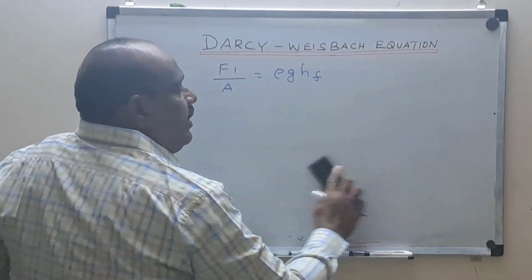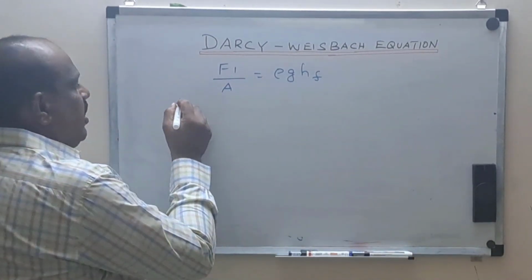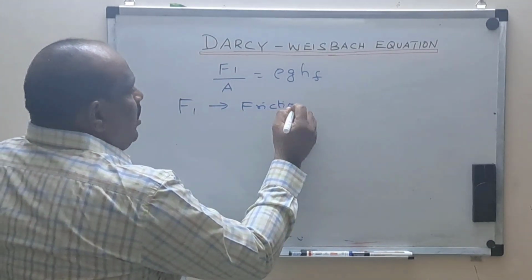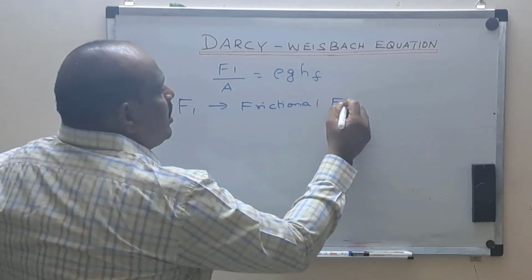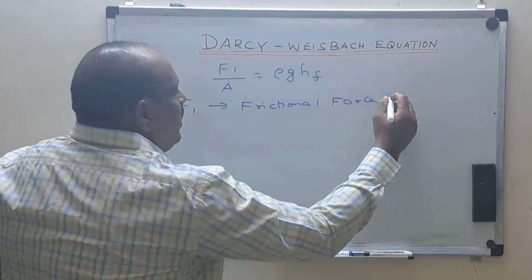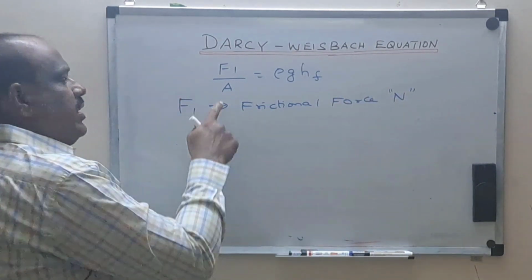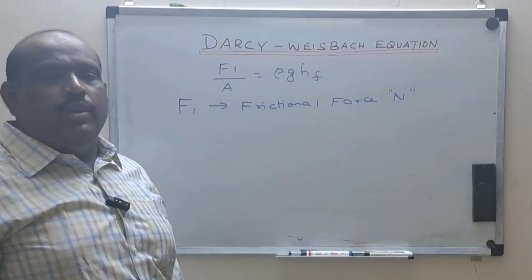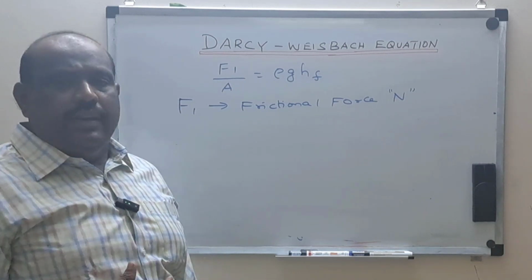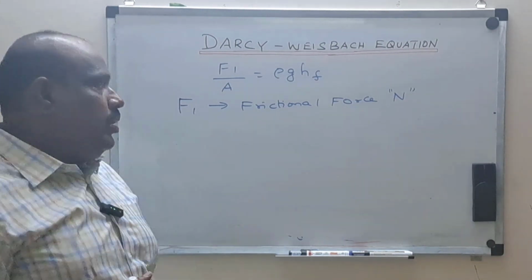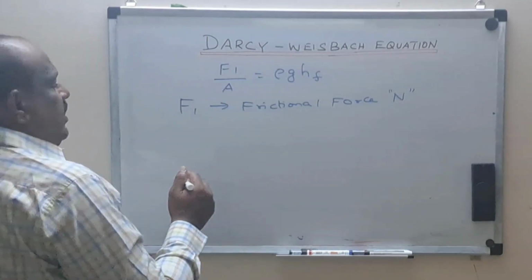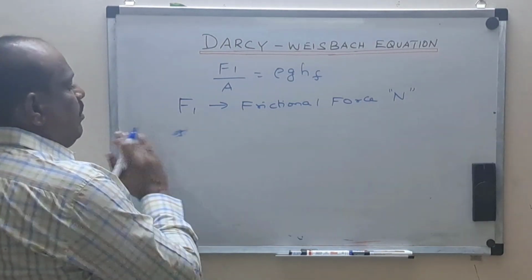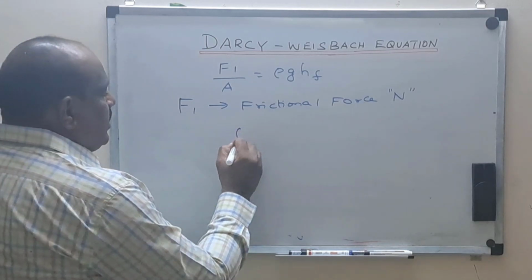Now what is F1 here? The frictional force. What is the unit of force? It is Newton. What is A? Area of the pipe, the cross-sectional area of the pipe, which will be equal to pi by 4 d squared. We know the diameter d, so we can find the area also. Now before proceeding further, let us define F1. Before defining F1, we will come to know what is meant by F dash.